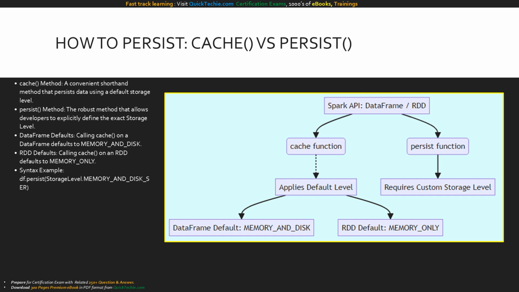Starting at the top with our data frame or RDD, we can branch left to use the cache function or right to use the persist function. Notice the dotted line leading from cache to the applies default level node. It emphasizes that caching is merely a syntactic wrapper.